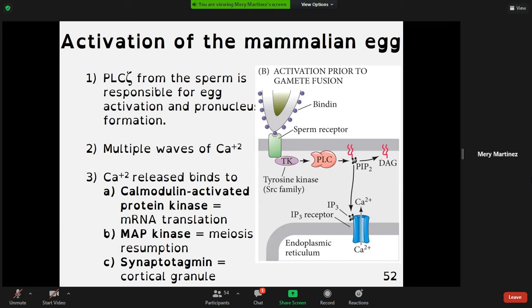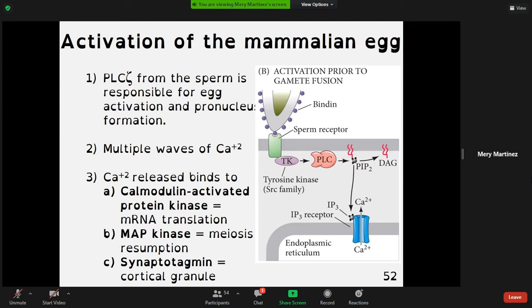So we have in mammals phospholipase C. There's the PLC zeta. This little wiggle here is the zeta. Okay, so PLC zeta from the sperm is responsible for egg activation and pronucleus formation. We didn't see that necessarily in the sea urchin, right? In the sea urchin, it was the egg.